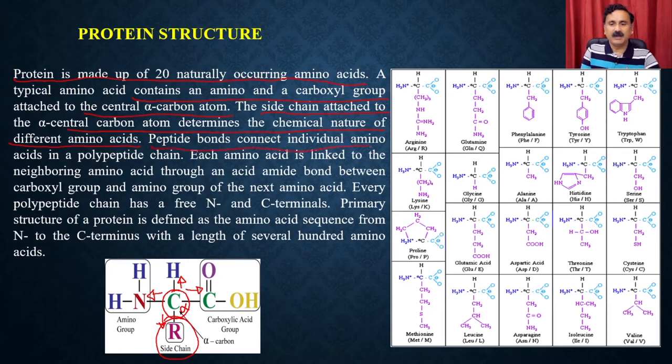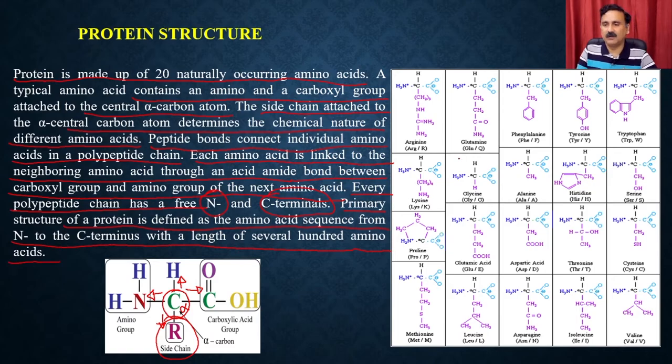The peptide bond connects two individual amino acids, and that's how they give the polypeptide chain. Each amino acid is linked to the neighboring amino acid through an acid amide bond between the carboxyl group and the amino group of the next amino acid. Every polypeptide chain has a free amino group and a free C terminal group. That's why the primary structure of a protein is defined as the amino acid sequence from the N terminus to the C terminus, with a length of several hundred amino acids.